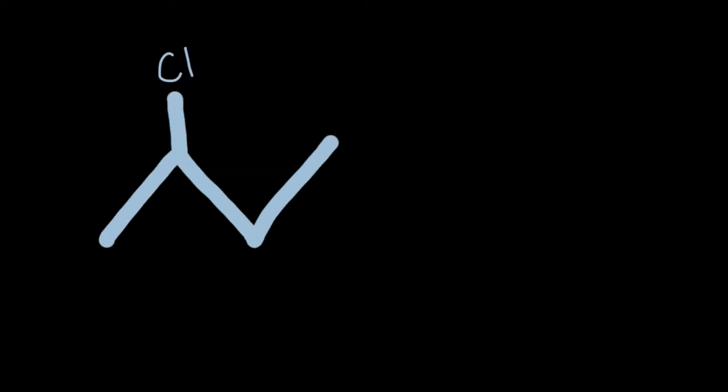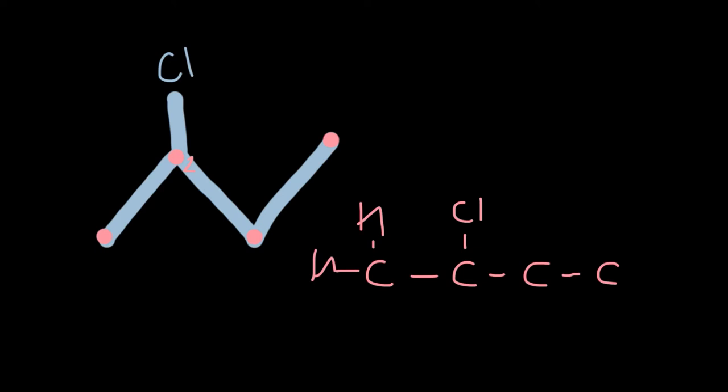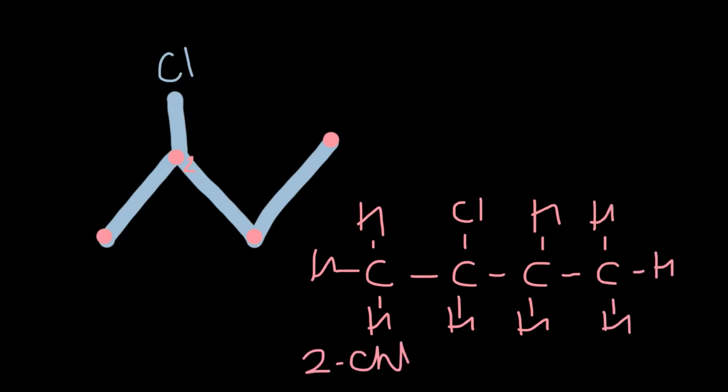When we have a functional group which isn't a hydrocarbon group, things are ever so slightly different. At each point we still have carbon, carbon, carbon, carbon, but this bond here isn't leading to a carbon on the end because we've got this chlorine group on the end here. People always get confused by this. So what we have is four carbons, with chlorine coming off carbon number 2. Then we can fill in the rest with hydrogens, which will give us 2-chlorobutane.